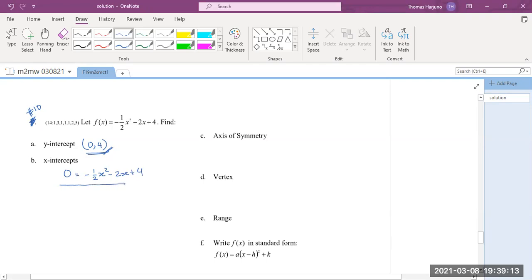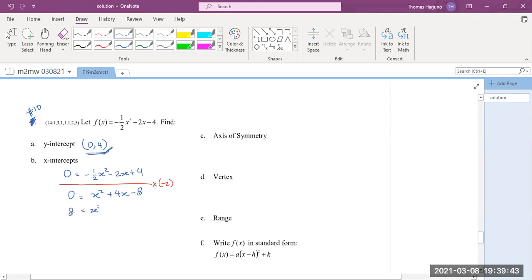But I don't like that -1/2. Let me multiply by the reciprocal, -2, so that I get 0 equals x squared plus 4x minus 8. I don't think that's factorable. So let me do it by completing the square.